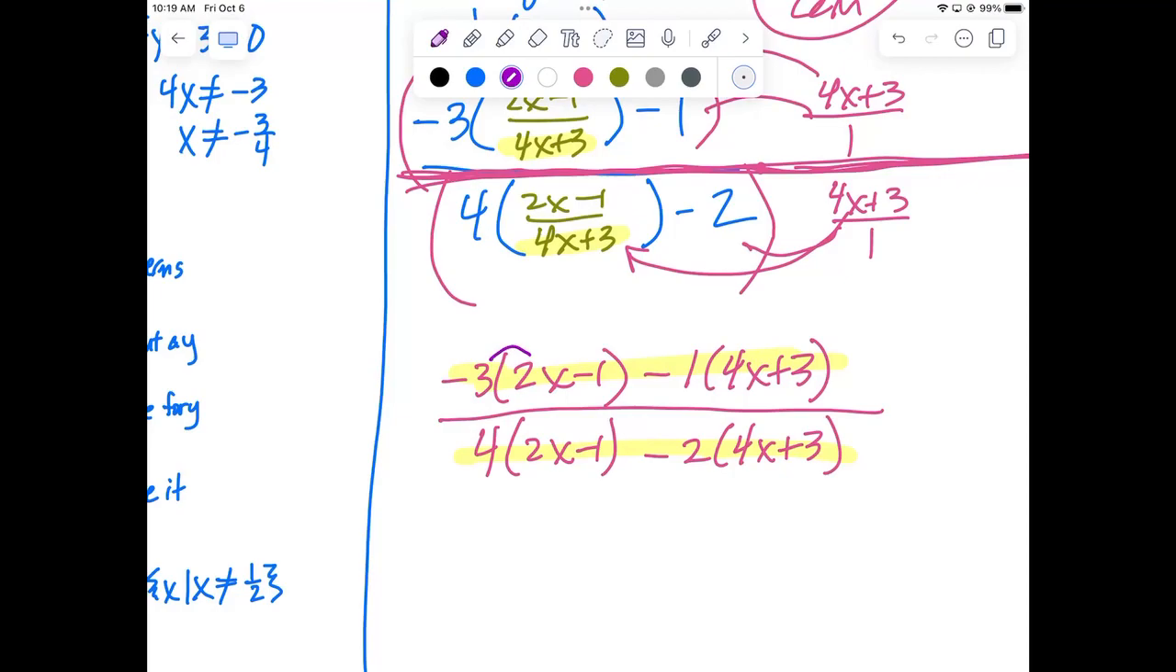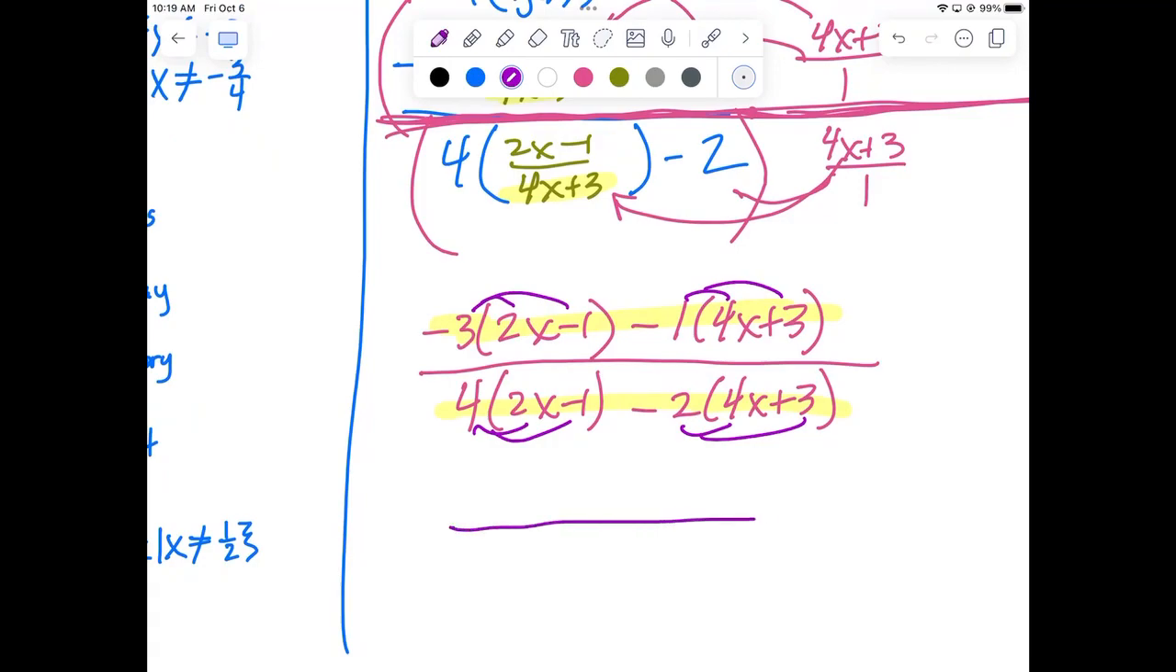What are we going to do instead? We're just going to hit it with the little sledgehammer. We're just going to distribute all the way through. When in doubt, expand it out. So we get, carefully here, negative 6x plus 3 minus 4x minus 3 all over 8x minus 4 minus 8x minus 6.